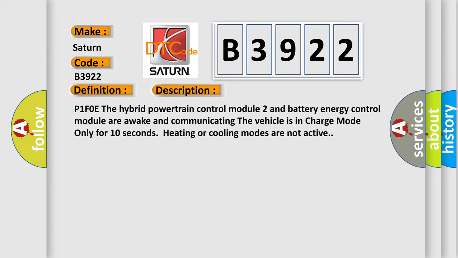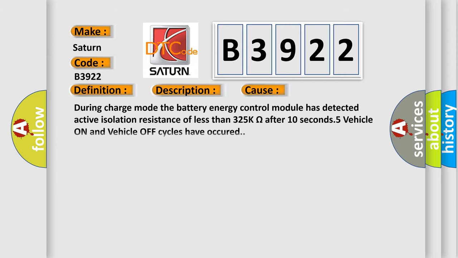P1F0E, the hybrid powertrain control module 2 and battery energy control module are awake and communicating. The vehicle is in charge mode for only 10 seconds. Heating or cooling modes are not active. This diagnostic error occurs most often in these cases. During charge mode, the battery energy control module has detected active isolation resistance of less than 325 kΩ after 10 seconds. 5 vehicle on and vehicle off cycles have occurred.